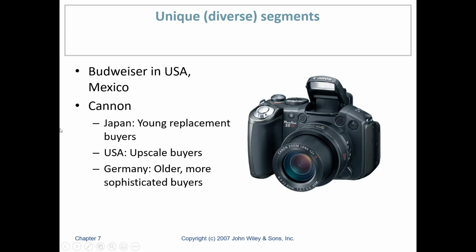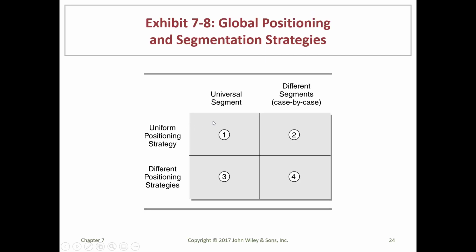Another example is Canon, and this might be a little bit out of date because very few people buy traditional cameras anymore. But they basically aimed for different segments in different countries. So they aimed for young replacement buyers in Japan, upscale buyers in the USA, and older and more sophisticated buyers in Germany.